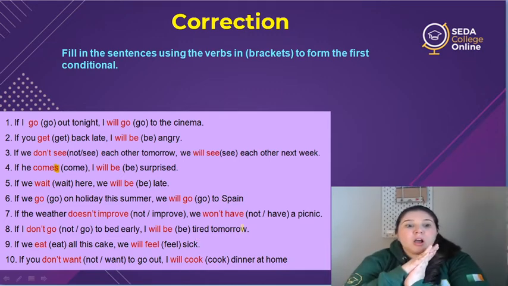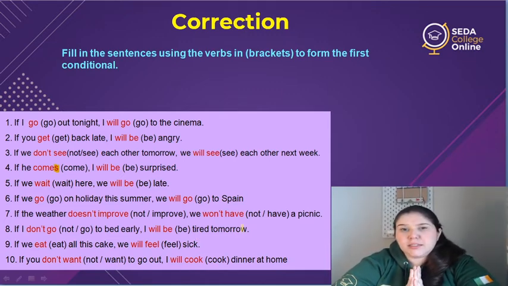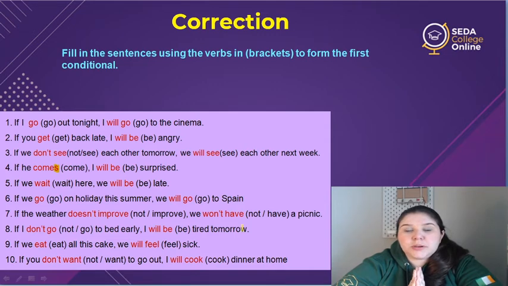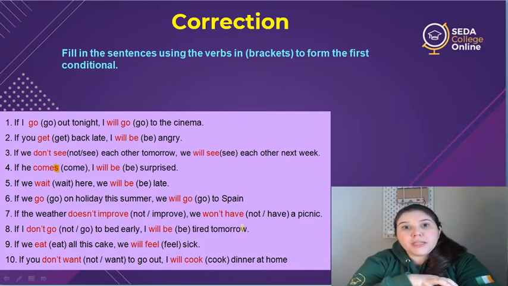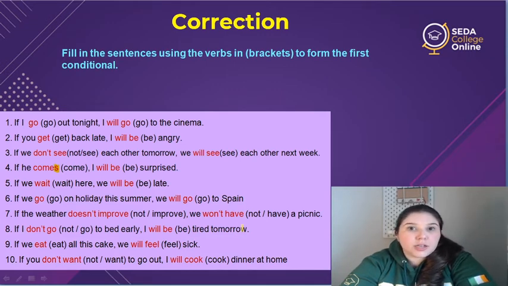So all of these were simple sentences starting with the if clause plus present simple and also using will in the second clause. But remember, they can change places and that we can use other words such as will be able to, should, and might to talk about the future, all right?